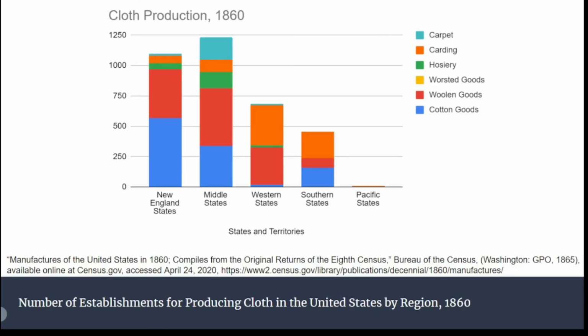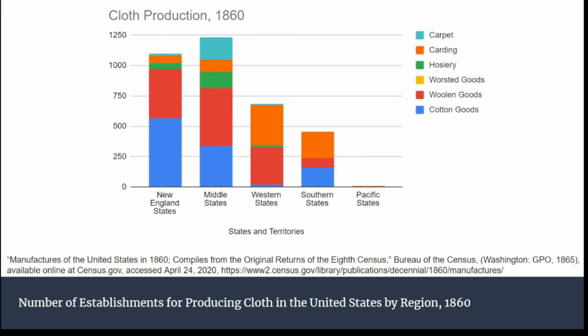So just to continue on this same vein, I want to make sure we look at some of these charts. You can see in this slide the degree of dependence of the southern states. This has to do with cloth production in 1860, and you can see the different things: carpet, carding, hosiery, woolen goods, cotton goods, different types of manufacturing here. And you can see that the South, other than the Pacific states, which in 1860 was California, is incredibly low. All of these southern states are very low compared to the rest of the United States.